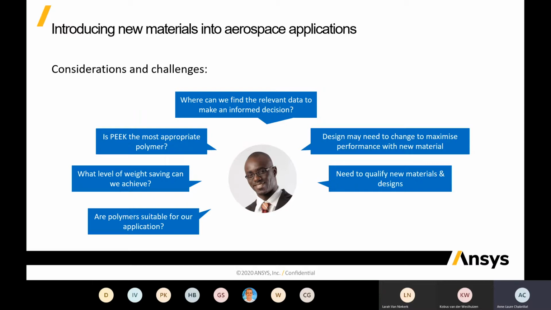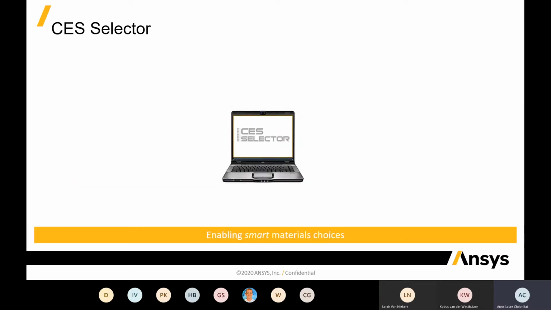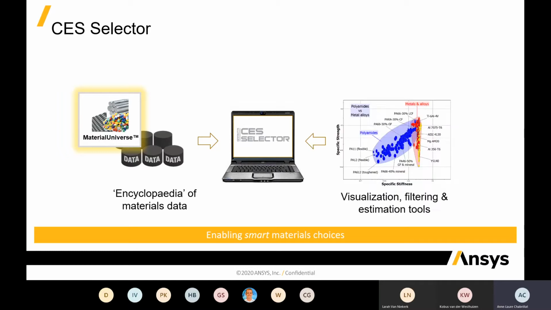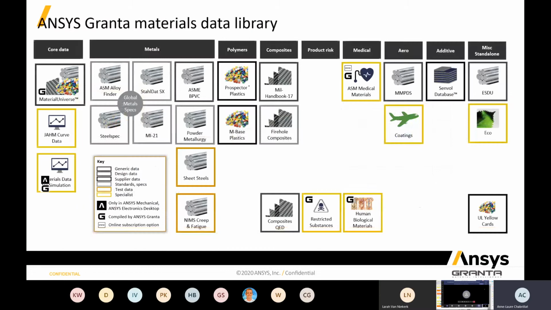And if I optimize, how can I make sure that the design is then optimized to meet the possibilities of this new material? Is there a need to qualify that new material? And are there any existing qualified materials? So to do this, I will use Granta Selector, which gathers a big library of materials and some tools to help you filter, make decisions, and estimate different alternatives.